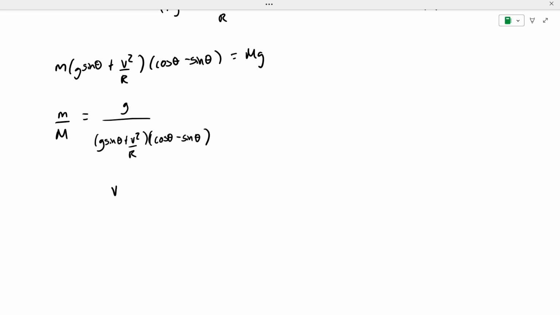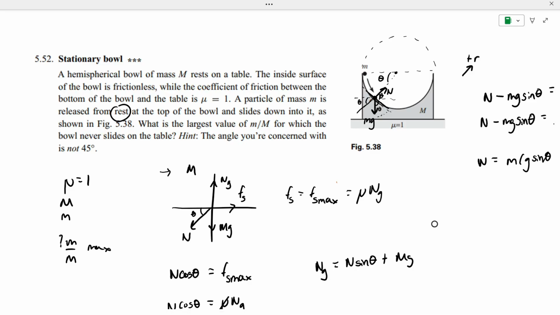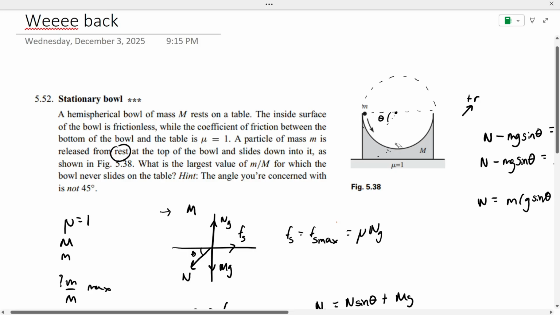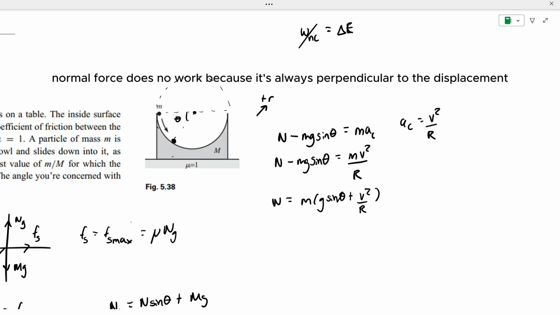Okay, so now we have to tackle what's v squared over r. A pretty easy way we can do this, and I was going to use this thing again, but it's not working with me. So let's just use it, but we're going to have to erase a bunch of stuff. Alright, so we're going to want to do conservation of energy. Work of non-conservative forces is equal to the change in energy. And since we don't have any non-conservative forces acting on this ball, we can use conservation of energy.